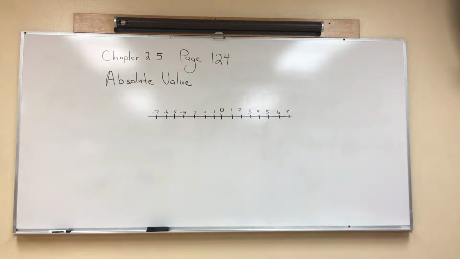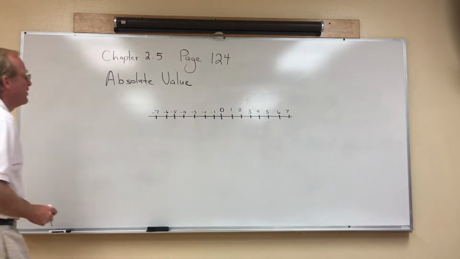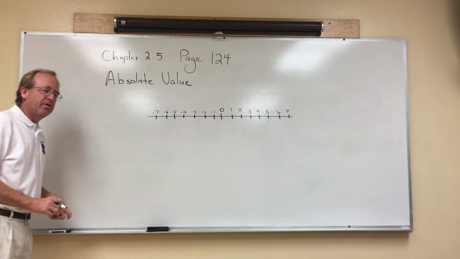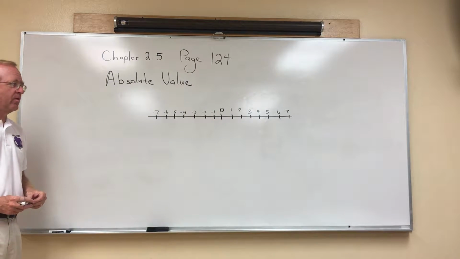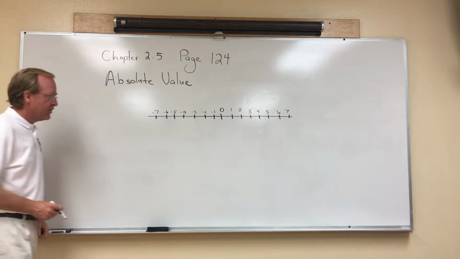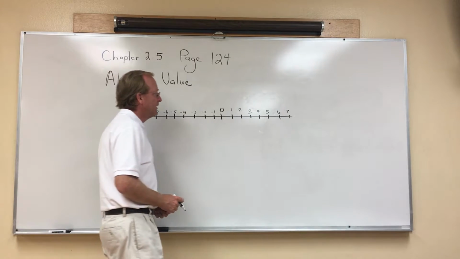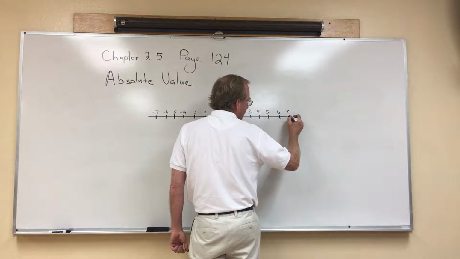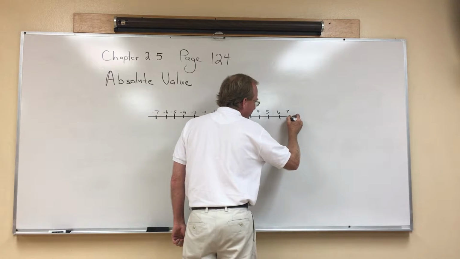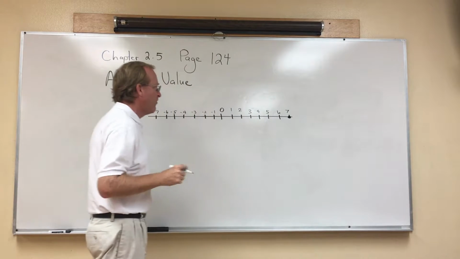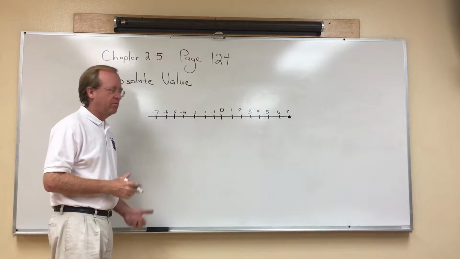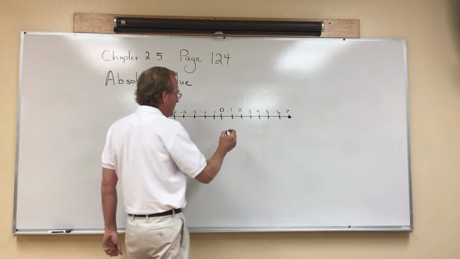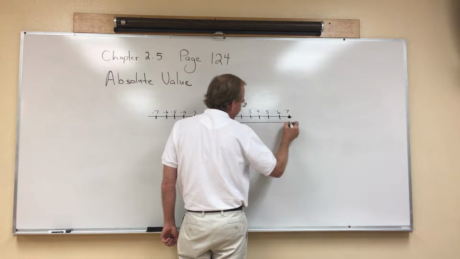Right, so we're on chapter 2.5, page 124, and I'd like to talk to you a little bit about absolute value. What is absolute value? So let's take a look at 7. I'm going to put a dot on the 7. Now, question for you, how far is 7 from 0? Well, obviously, it's a distance of 7.